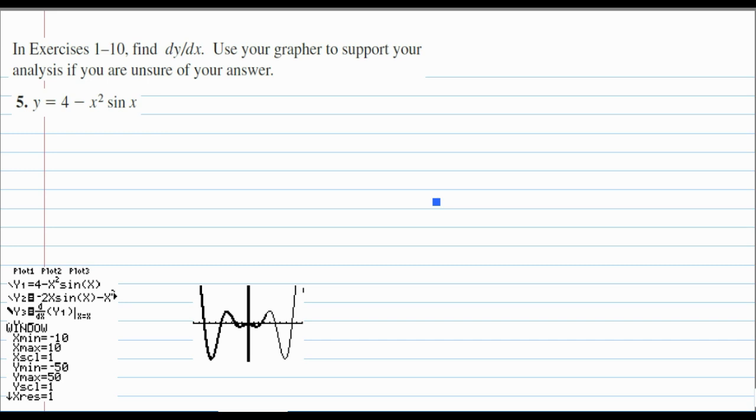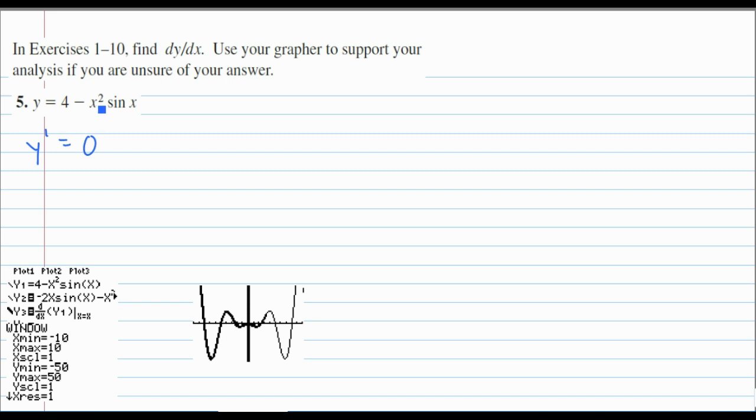Now try problem number 5. It says use your grapher, find dy dx, and then use your grapher to support your analysis if you're unsure of your answer. And of course we're always unsure, we want to be absolutely positive, so we will use our grapher. Alright, number 5, y prime equals the derivative of 4, a constant, which is 0. Don't even need to write that, but I'm going to for notes purposes.